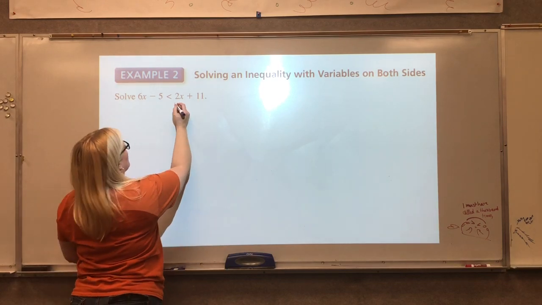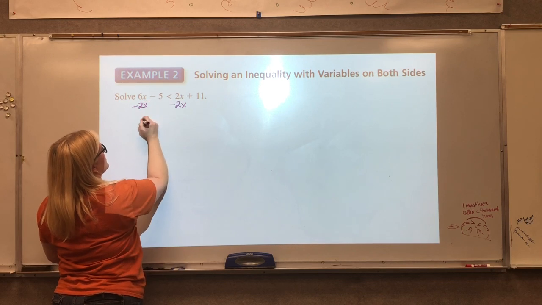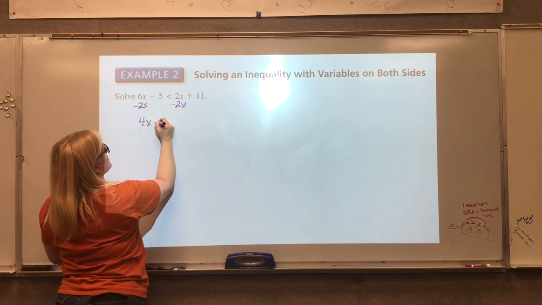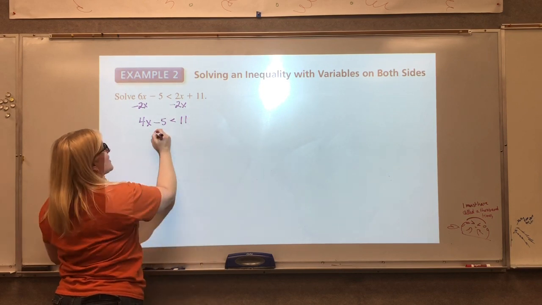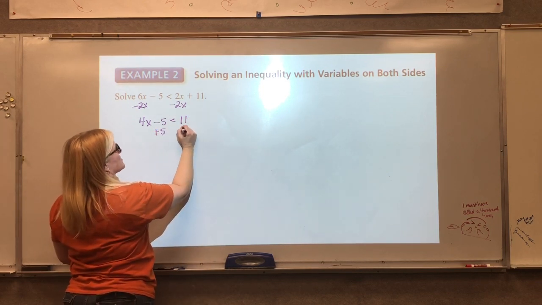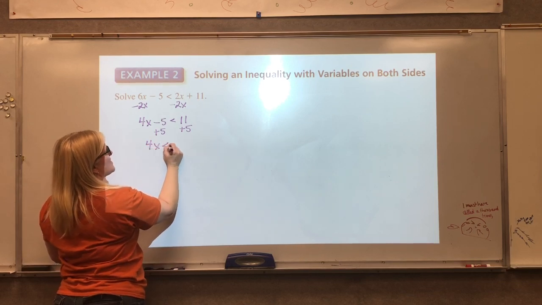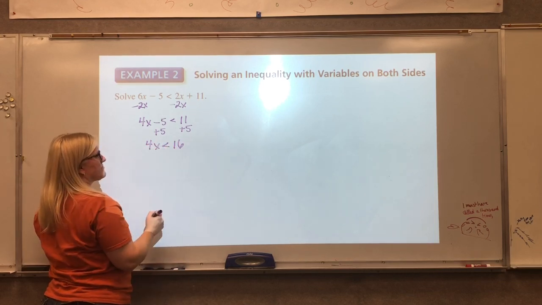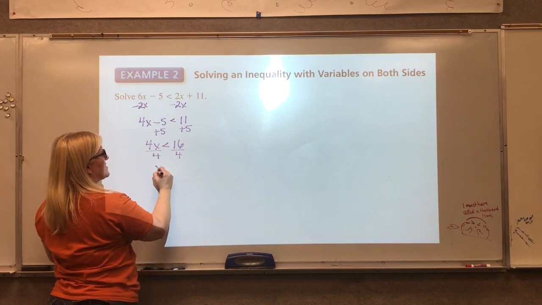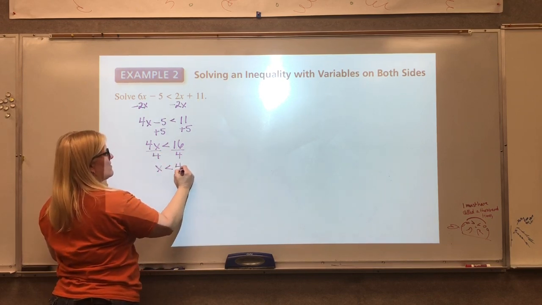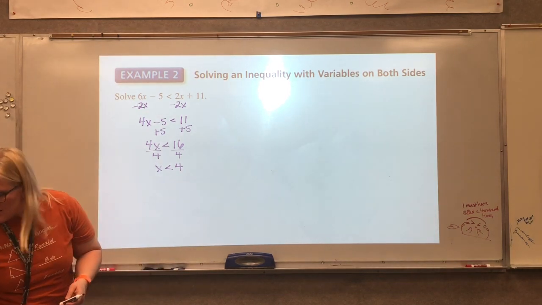So I think I'm going to subtract 2x from both sides. This gives me 4x minus 5 is less than 11. Now I'm going to add 5 to both sides, and I get 4x is less than 16. Divide by 4, and I have x is less than 4. So that's the answer to that one.